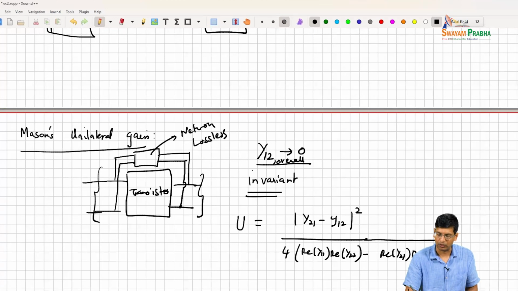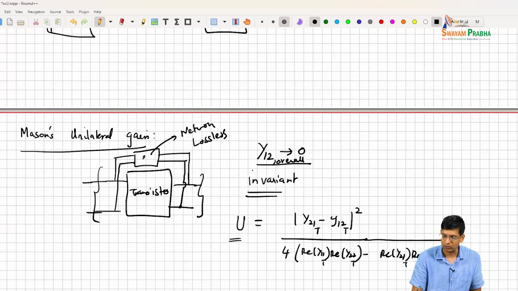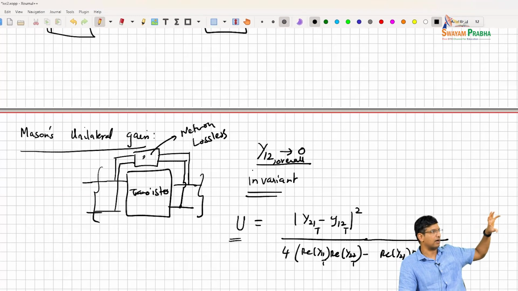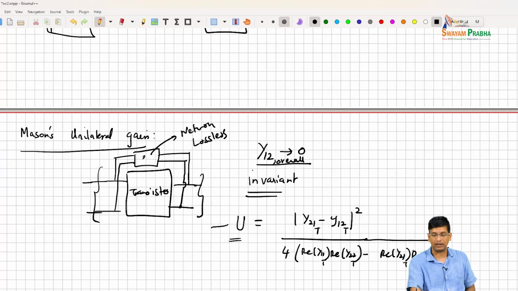And this is the original network that you started with. So I'll just call this the transistor's network, right? The original transistor network that you started with, right? And this is the overall after you have added this network to get y12 equal to 0. So what this is saying is that if you figured out some way to remove y12 in your network, right, you can get this much gain, and it doesn't matter how you get it.